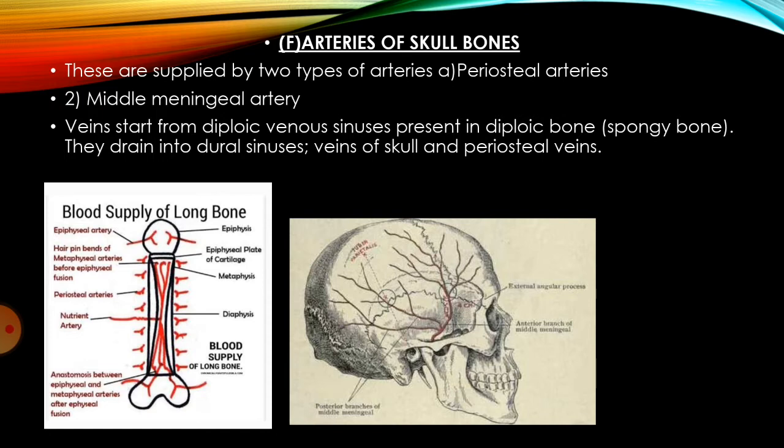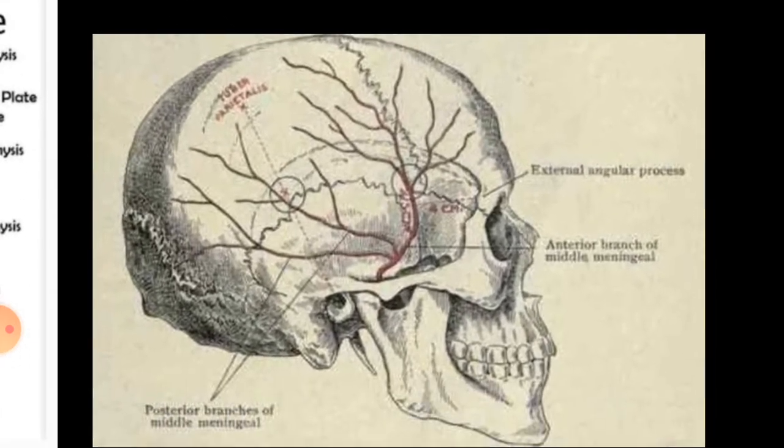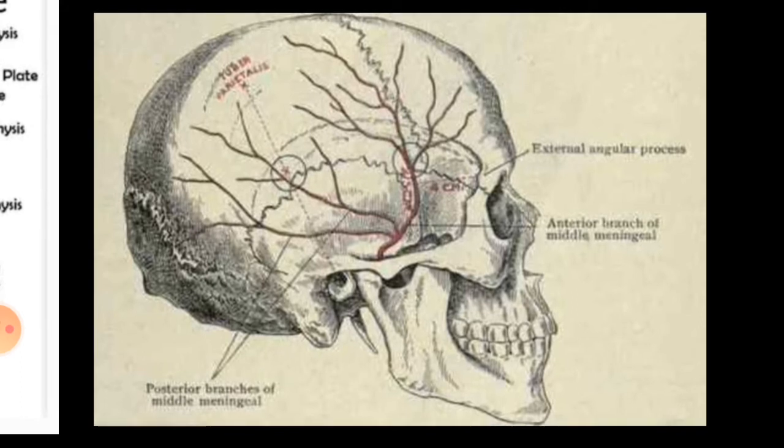Arteries of skull bones. That's how the blood supply of skull appears. The main supply is through the middle meningeal artery, and you can see the various branches of the middle meningeal artery. Middle meningeal is basically the branch of maxillary artery, and it comes from the foramen spinosum, which is an opening in the base of the skull, and we will discuss these foramen in detail and all the structures passing through it when we will discuss it.